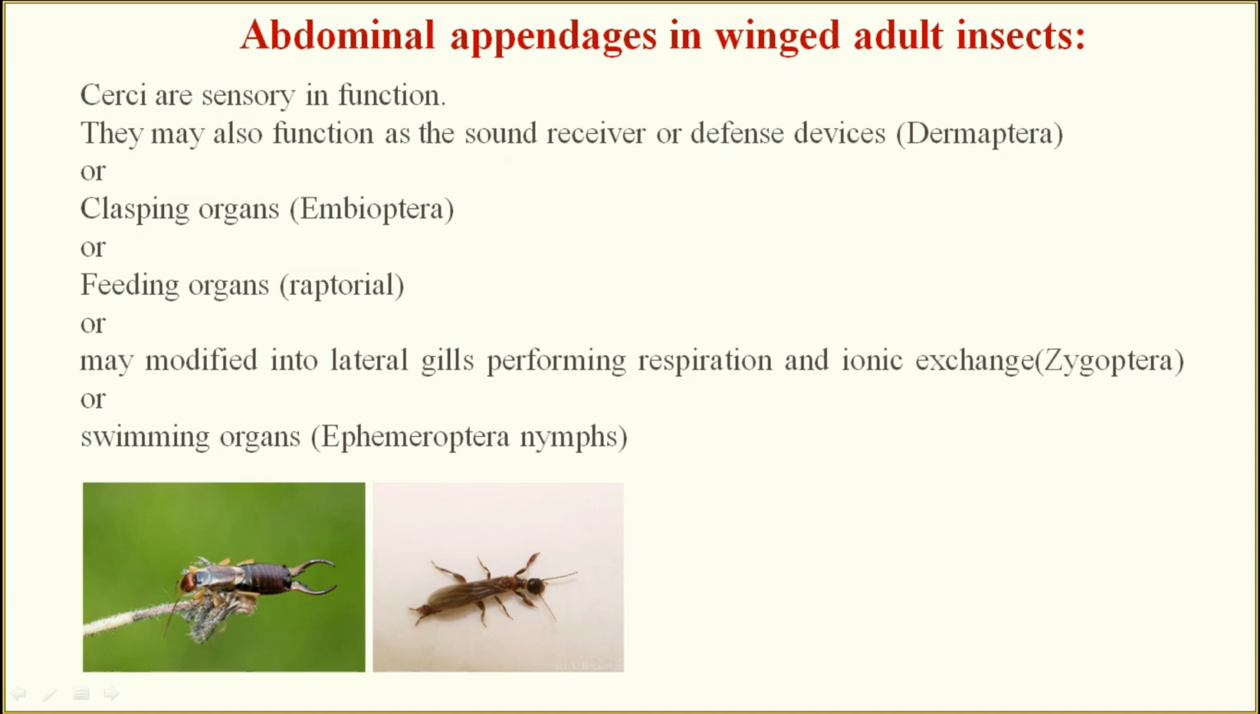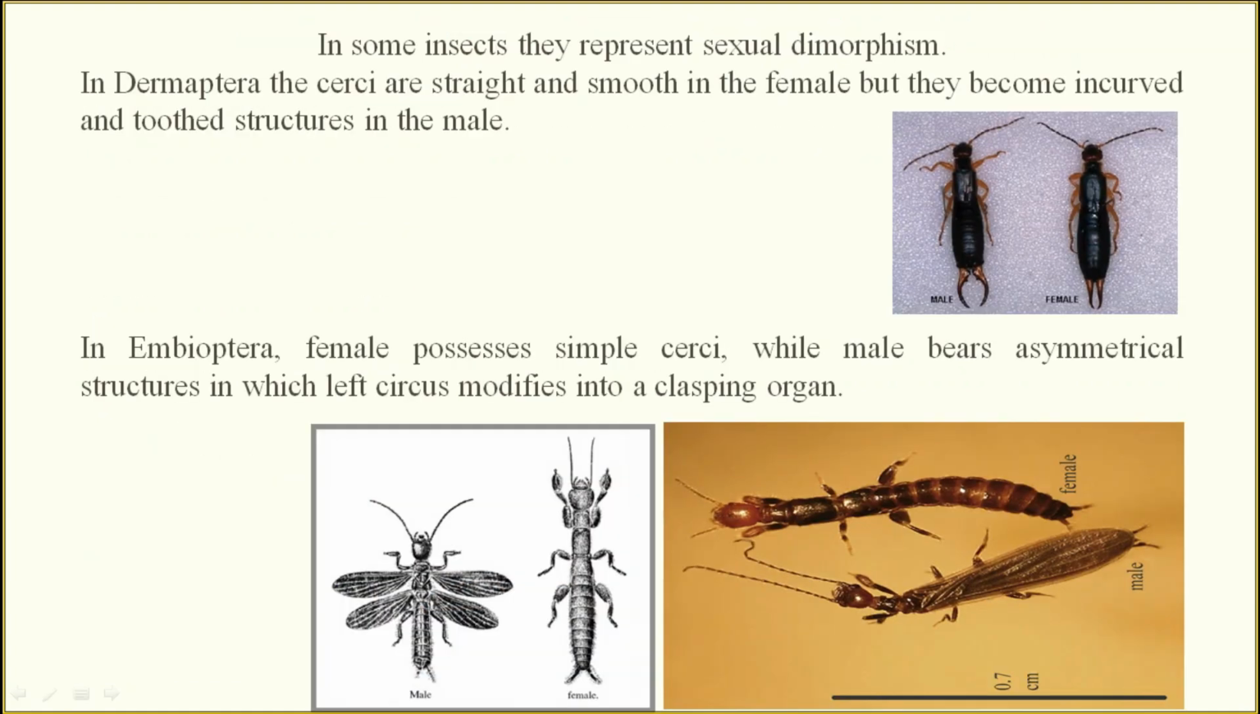In case of Embioptera like this it will be there. That is for clasping the female during copulation. Dermaptera earwig, you see, like this it is there for defensive purpose. Male are forceps-like, female are straight ones. But in case of Embioptera, web spinner, what is happening? Male are asymmetrical, female are symmetrical.